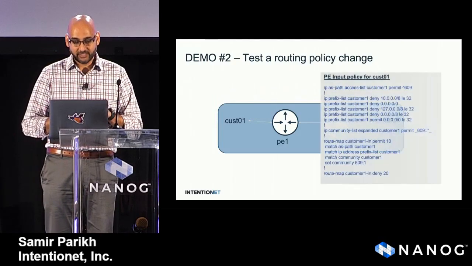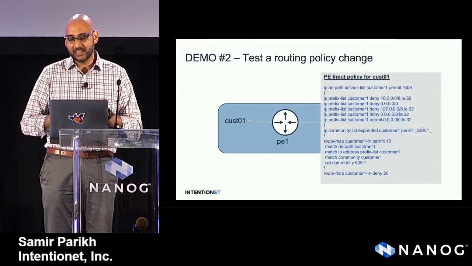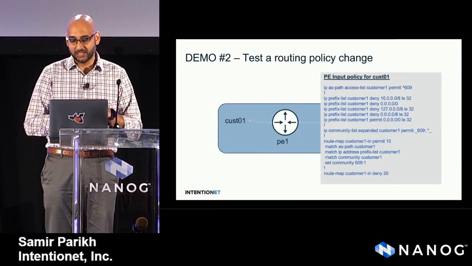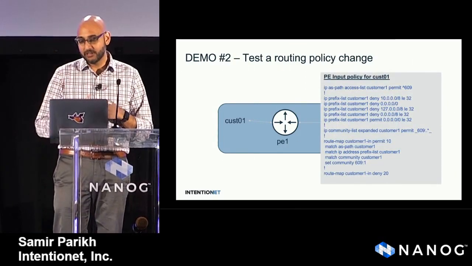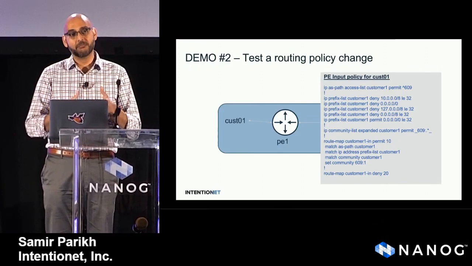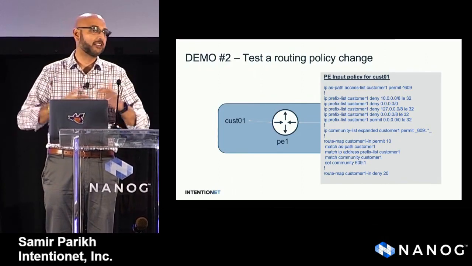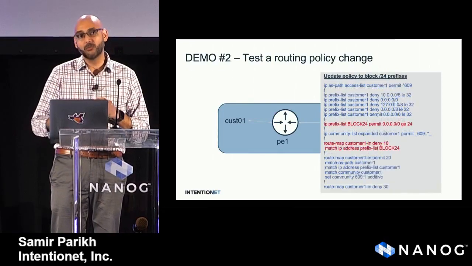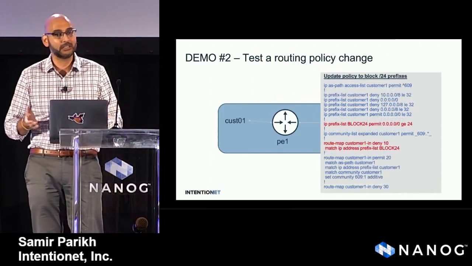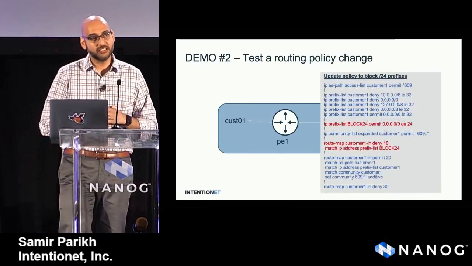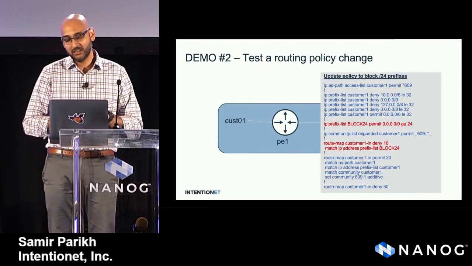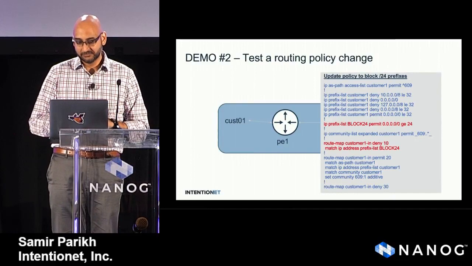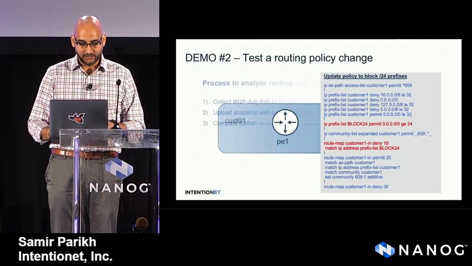So here I have a policy that I've defined for my peer, customer one, on PE1. And this over here is letting everything in. So I'm blocking bogon routes and then I'm saying, okay, I'll accept anything else from you. So let's say I want to amend this policy and I don't want to accept anything greater than /24. So I want to make that last policy run that was non-compliant now be compliant. So I'm going to update my policy to block anything that's greater than /24. And now let's take a look at what that means.